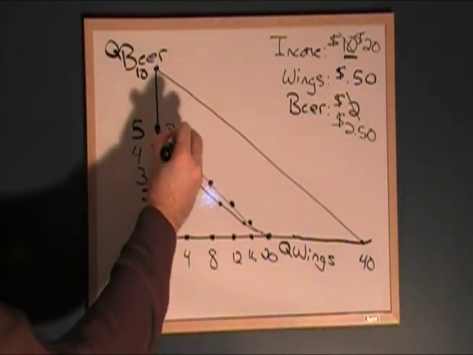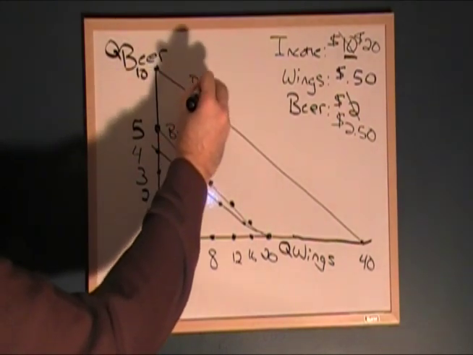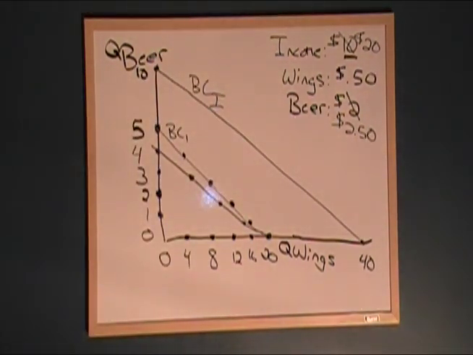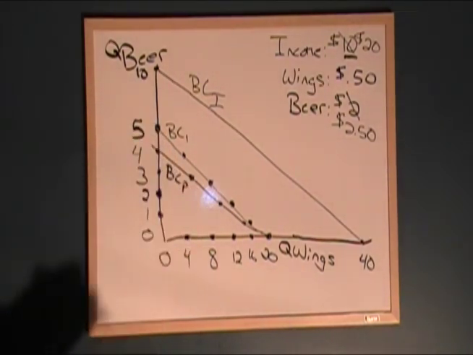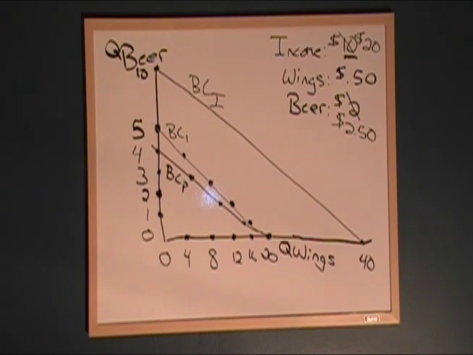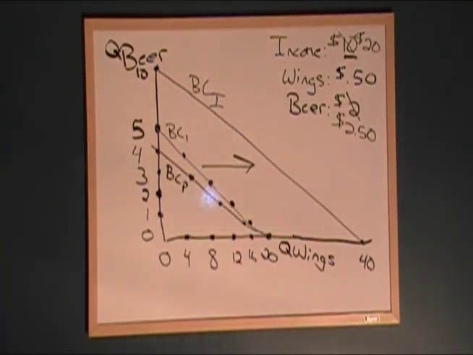So we've got our original budget constraint. We've got our budget constraint I when income has changed. And we have a budget constraint P when prices change. Now, what do these changes look like? Well, if we change just income, we're going to see a parallel shift in our budget constraint. If our income increases, we're going to see a parallel shift to the right. If our income decreases, we're going to see a parallel shift to our left.